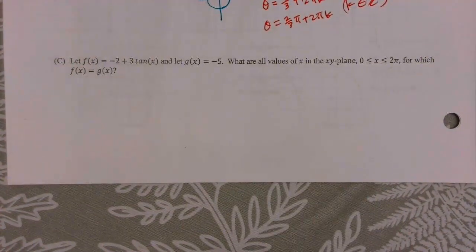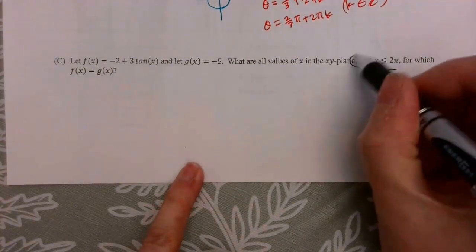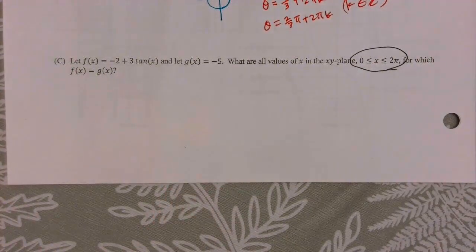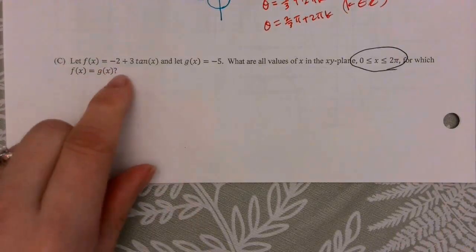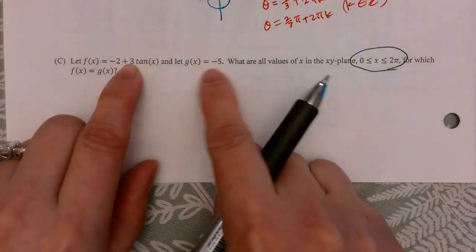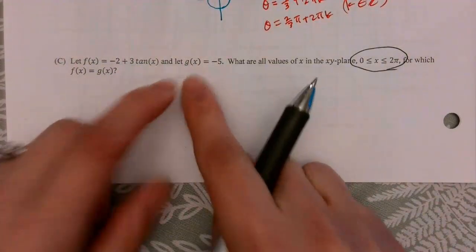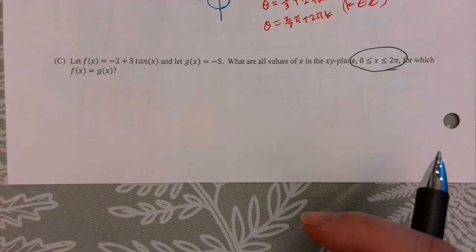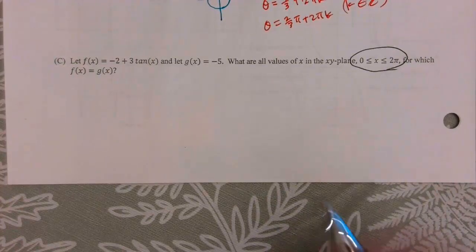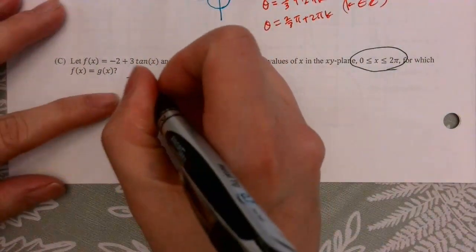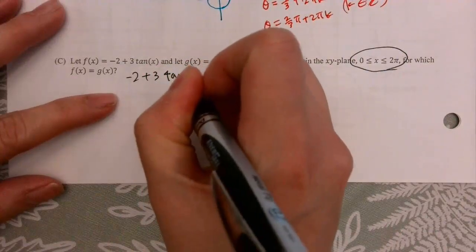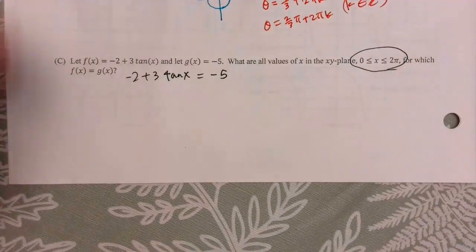I'm going to scroll up a little bit. What are the values between 0 and 2 pi? I'm going to circle that to remind myself. I'm looking only for the answers on the unit circle where f of x is equal to g of x. That's your f of x. That's your g of x. I want them equal to each other. Another way I could have worded this problem is find the points of intersection for those two functions. Okay, so let's go. I'm going to set them equal to each other like that.